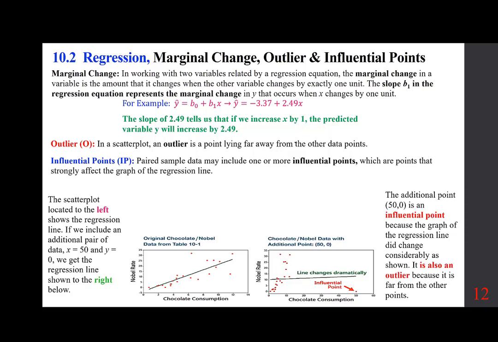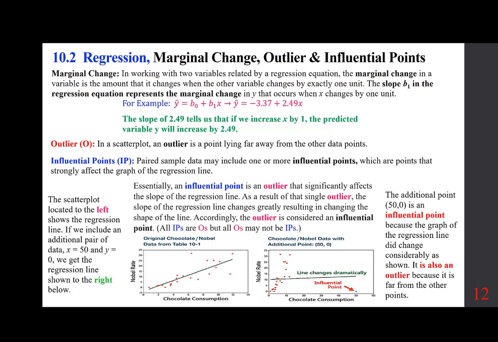Thanks, Martha. And finally, what does it mean? Somebody read it for us. Essentially, an influential point is an outlier that significantly affects the slope of the regression line. As a result of that single outlier, the slope of the regression line changes greatly, resulting in changing the shape of the line. Accordingly, the outlier is considered an influential point. All IPs are O's, but all O's may not be IPs. Thank you so much, Dina.